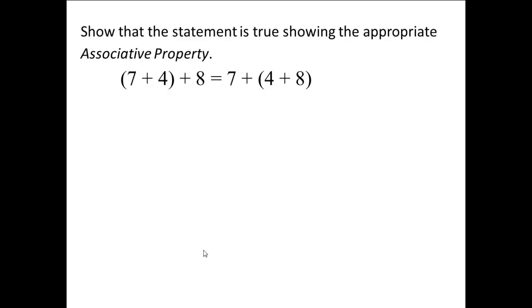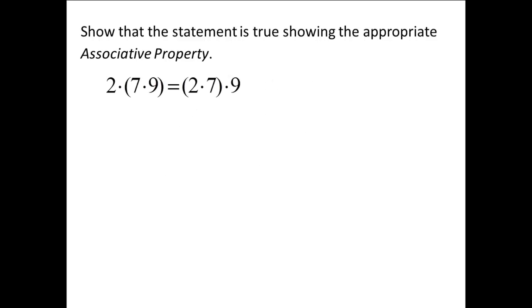Show that this statement is true by showing the associative property of addition is being used and is valid. Notice we have the same three numbers, 7 plus 4 plus 8, 7 plus 4 plus 8. On the left-hand side, the 7 and the 4 are grouped together, giving us 11. So we have 11 plus 8, which we know is 19. Now on the right-hand side, the parentheses group the 4 plus 8 together, giving us 12. So we have 7 plus 12. That is also 19.